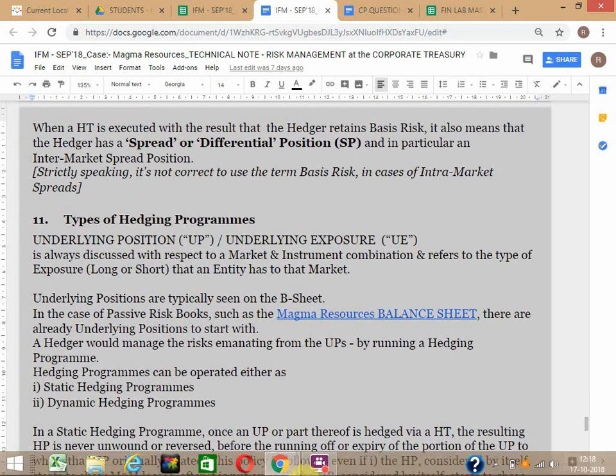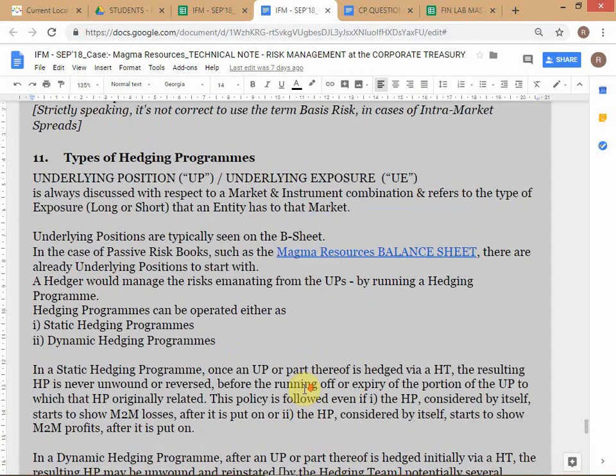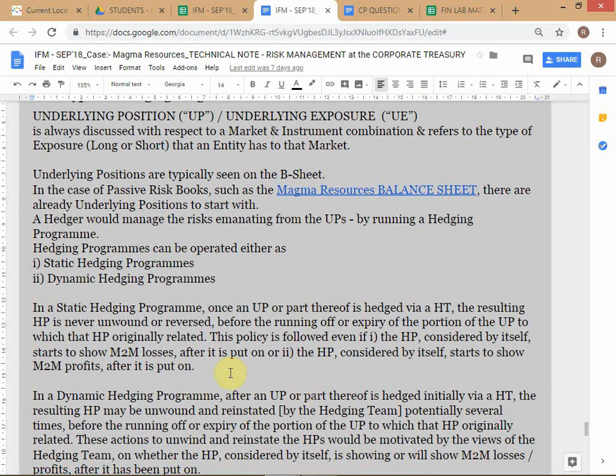Okay, what I have not covered is types of hedging programs. This is also an important concept to understand, okay? So, we are going to look at 2 types of hedging programs, static and dynamic, okay?